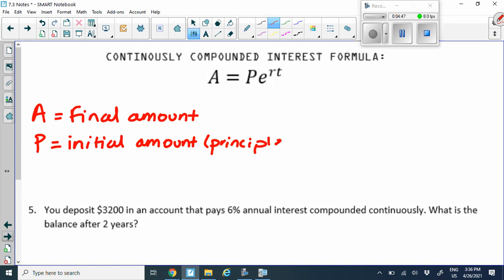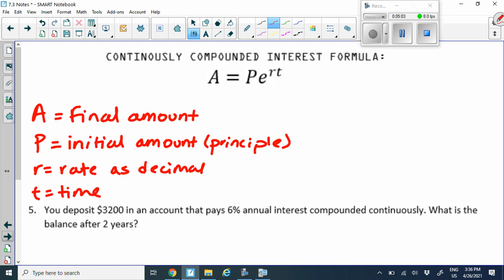Simple. That's a hard word to stop. Oh, E. I'm going to talk to you about what we do with E. R is the rate as a decimal, as usual. And then T represents time.